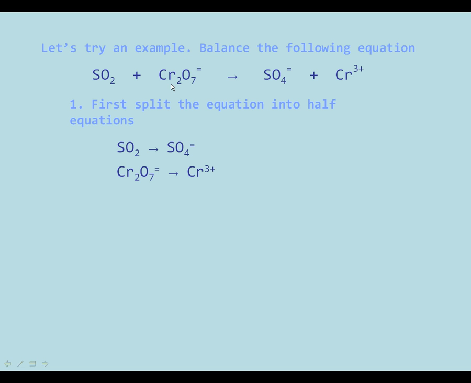The second half equation follows the path of the chromium. So on the left of the equation it's in the dichromate, on the right of the equation it's in chromium 3. So we pull out the chromium bits of the equation, and that becomes our second half equation. So we've now split it into half of the overall equation. These two equations are called half equations, just looking at the path of each of the redox atoms.